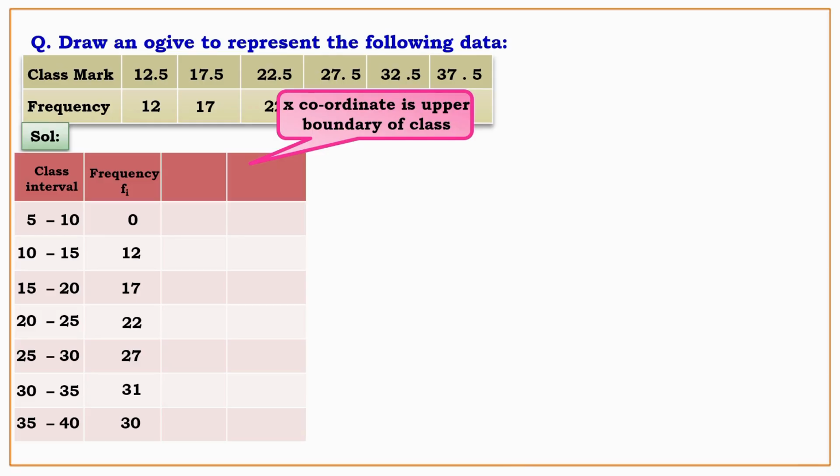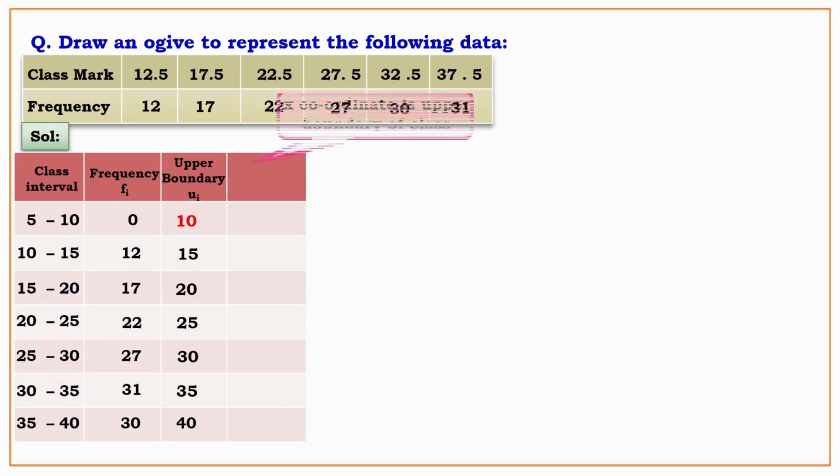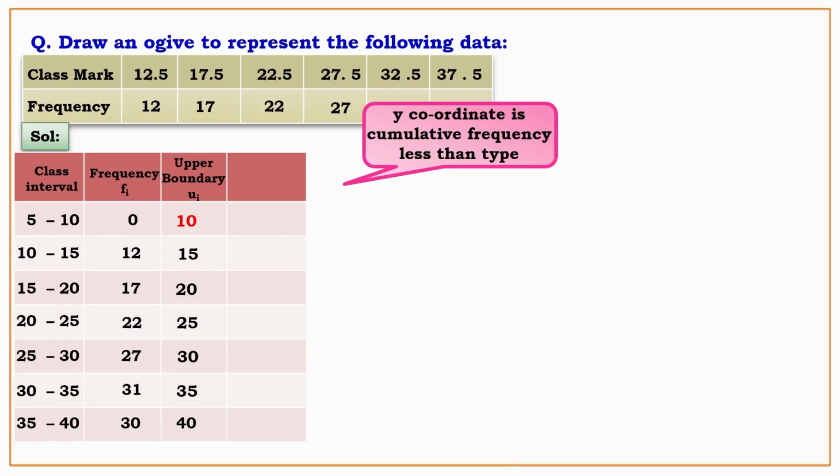Now x coordinate is the upper boundary of class, right? So let us write down all the upper boundaries over here. So 10, 15, 20. In this way we will fill this upper boundary column. Now y coordinate is the cumulative frequency, that is less than type. So now let's calculate the cumulative frequency over here. So we will keep on subsequently adding it.